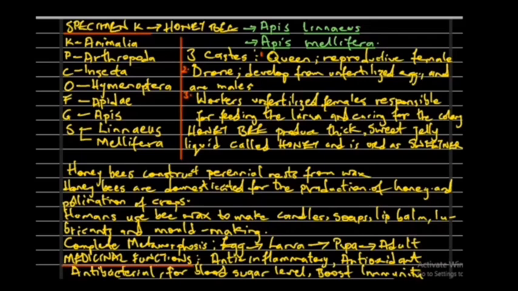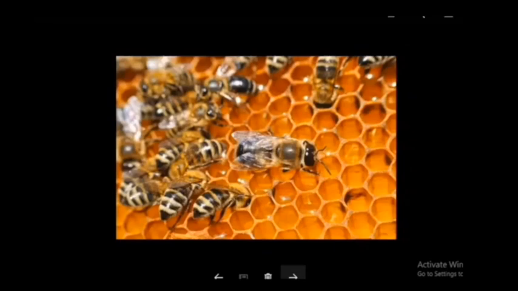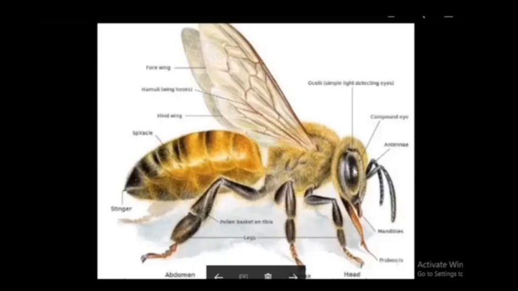So let us quickly look at pictures that can help us understand what we are saying. These are pictures here talking about the honeybee. This is the honeybee. We can see it has 3 body parts. You can see it has the head, the thorax, and the abdomen. This is the head region here. We have the thorax and then the abdomen. That is how it looks.